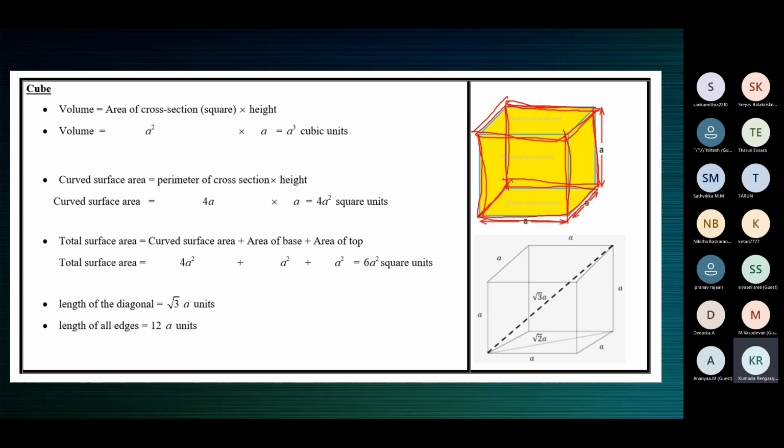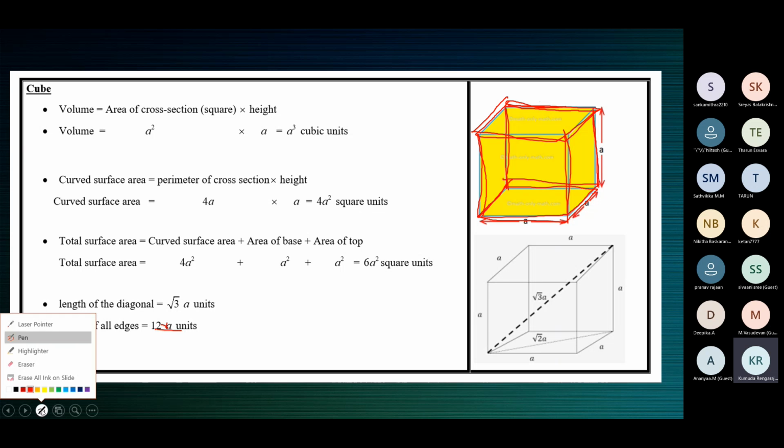It will be equal to 12A units. How 12A? Because 12 edges are there. Each edge has a length of A units. So 12 edges, A plus A plus A, 12 times. So 12A units. 12A meaning 12 into A.